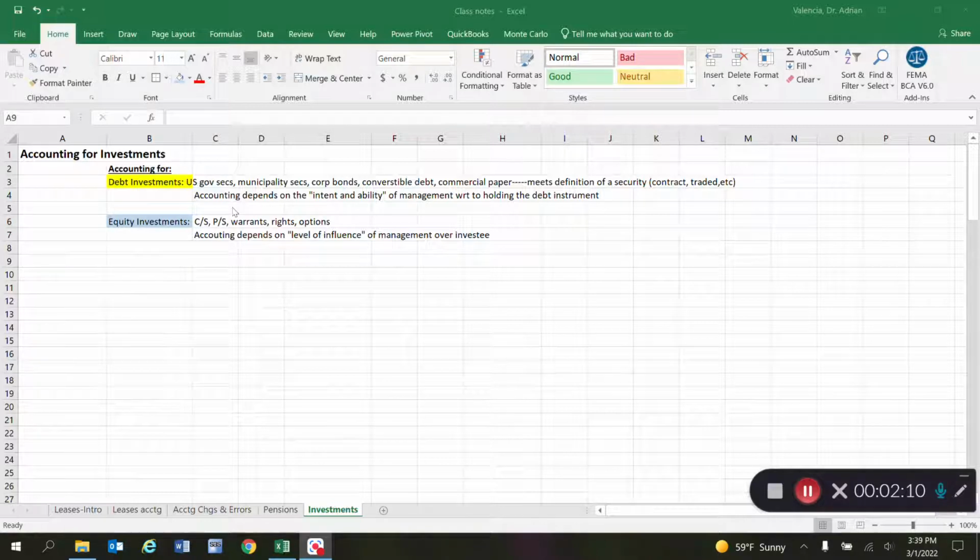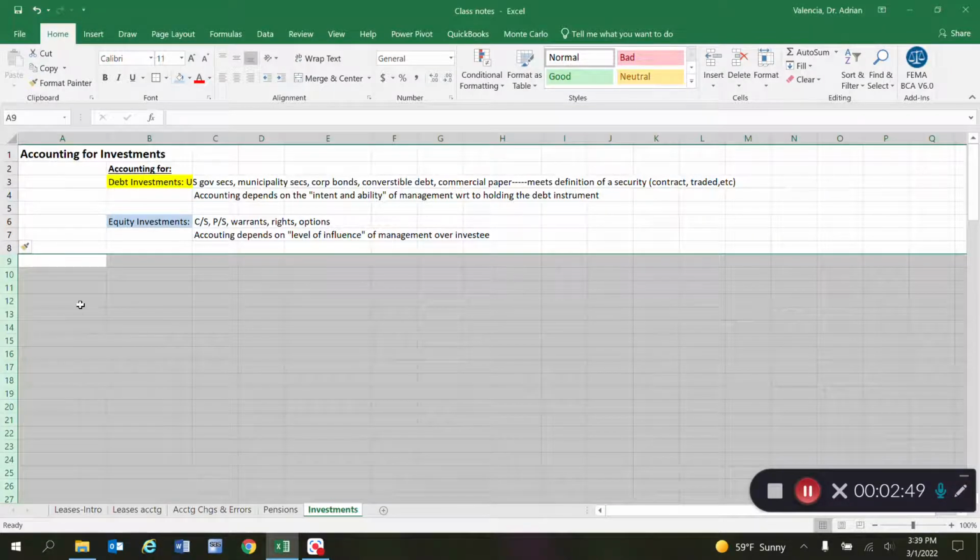Now, on the other hand, a company can also invest in equity instruments. So in other words, they can buy the common stock, preferred stock, warrants, options of other companies. And then here, the accounting for it depends on the level of influence the management has over the investee. Okay, so notice those keywords right here. Your accounting, the valuation, and many other aspects with respect to debt investments depends on the intent and ability, but then with equity investments, it depends on the level of influence.